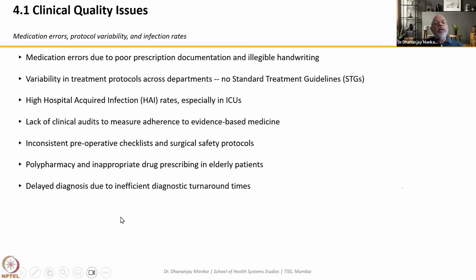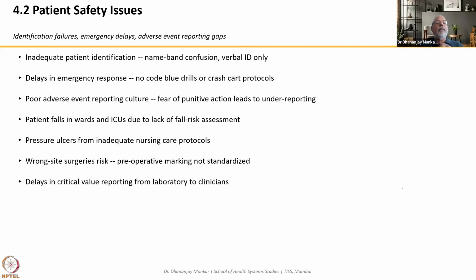Inconsistent pre-operative checklists and surgical safety protocols, even though they are in place, may be major reasons that your hospital's pending quality issues come out. Delayed diagnosis due to an ineffective diagnostic turnaround rate is another issue, where diagnosis plays a major part in shaping futuristic healthcare, since most physicians and nurses rely heavily on the diagnostic part.